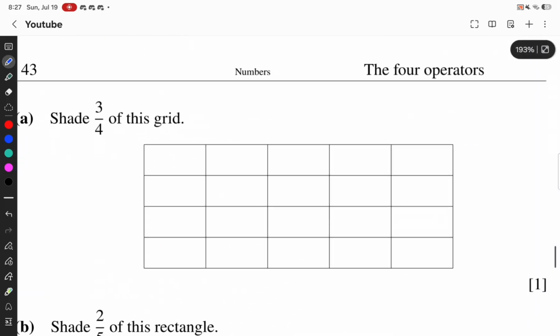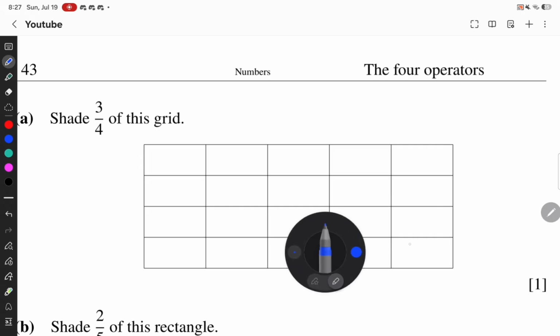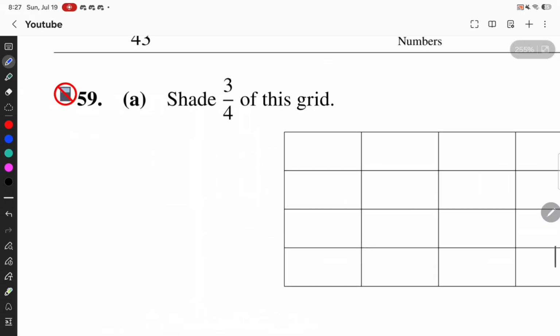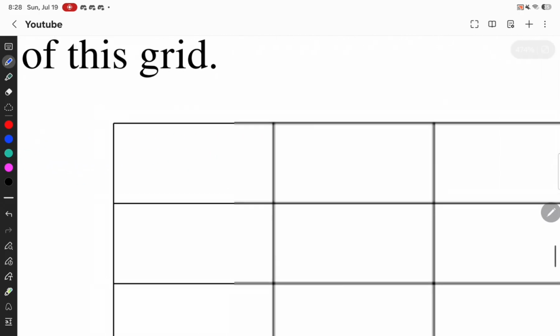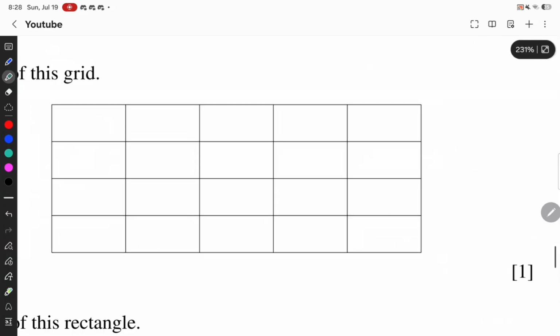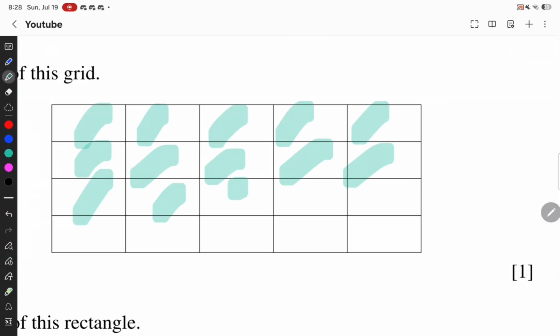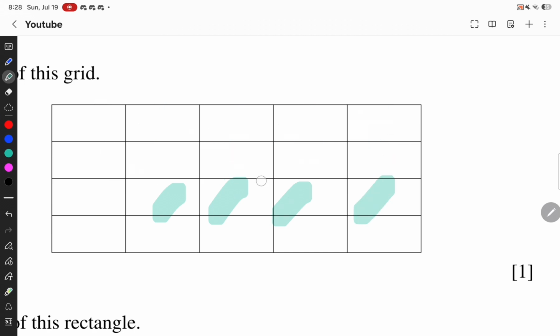I'll do this question for you guys. 3 over 4. How many grids are there? 1, 2, 3, 4, 5, 6, 7, 8, 9, 10, 20. 3 over 4 times 20. What do you get? We get 15. So you shade 15. 1, 2, 3, 4, 5, 6, 7, 8, 9, 10, 11, 12, 13, 14, 15. So we can shade them equally, like so.